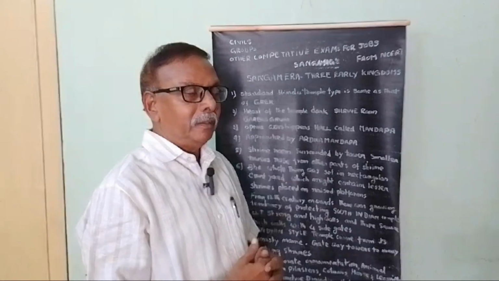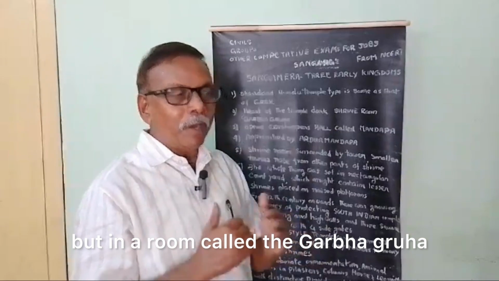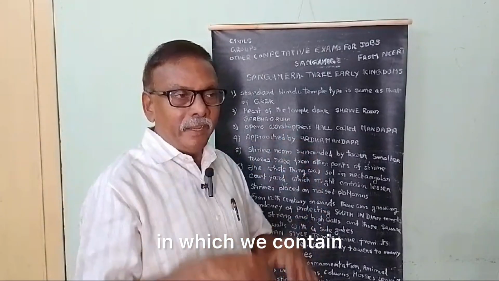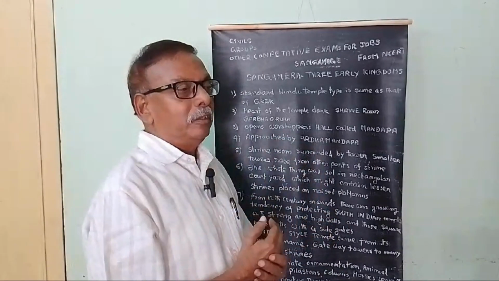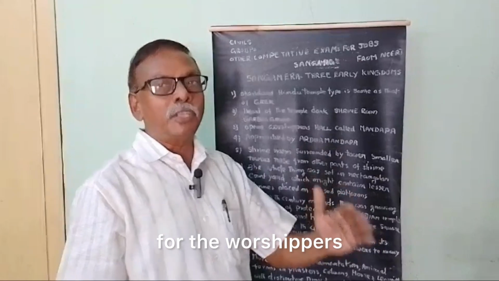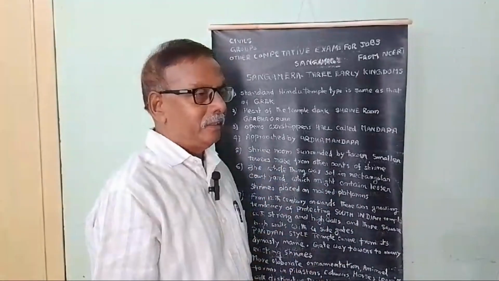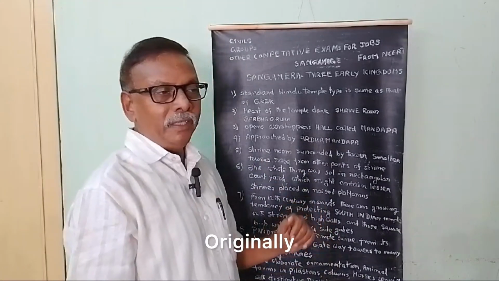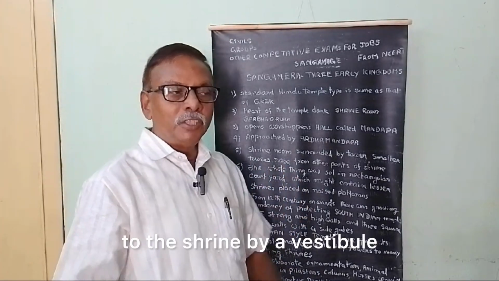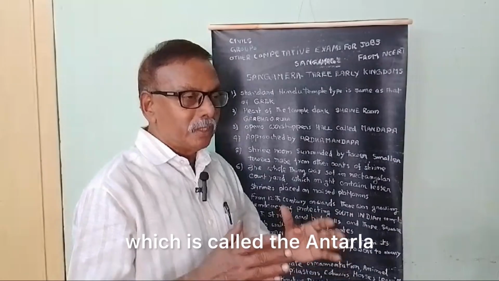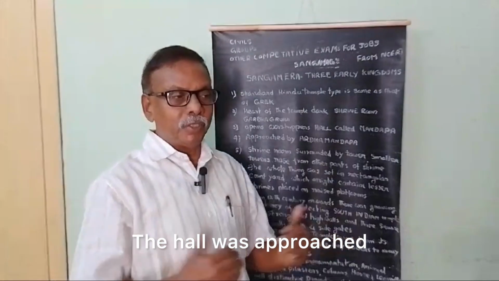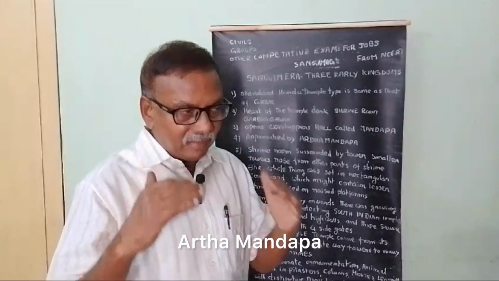It may be lightened, but in a room called the GARBHAGRUHA, in which we keep the chief icon of the temple. This opened into a hall for the worshippers. That hall is called the Mandapa. Originally, a separate building was also usually joined to the shrine by a vestibule, which is called the Antarla. The hall was approached by a porch or ARDHAMANDAPA.